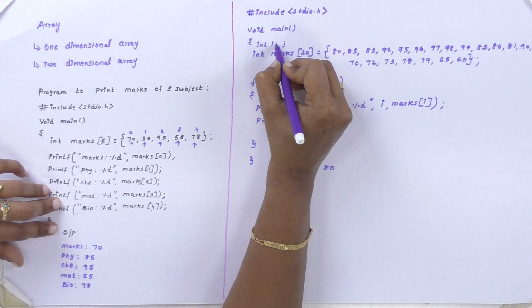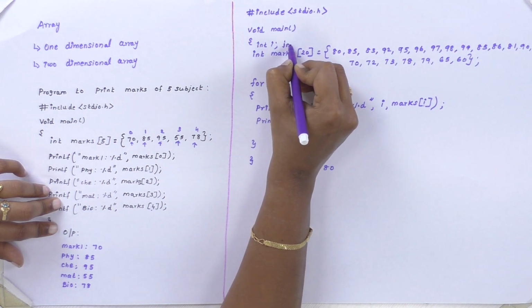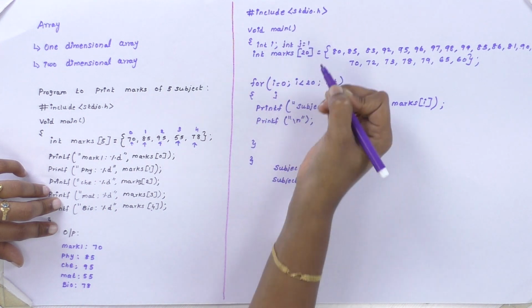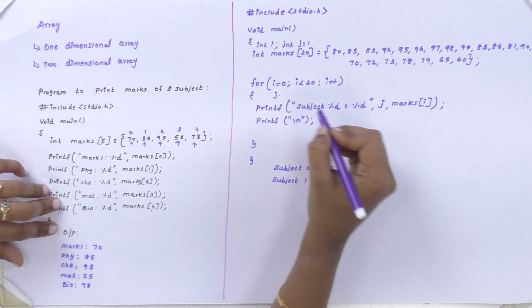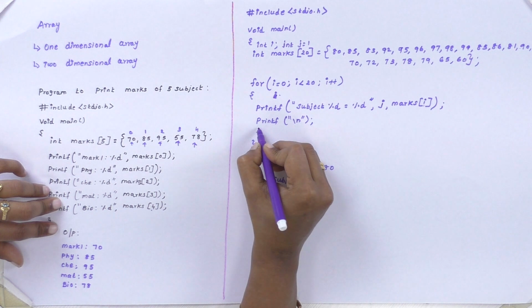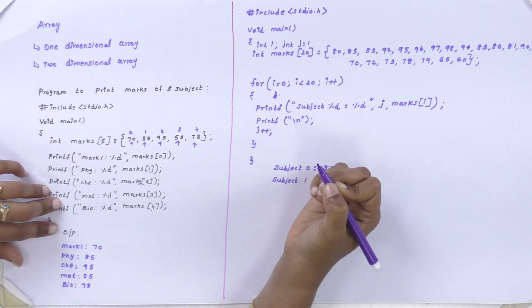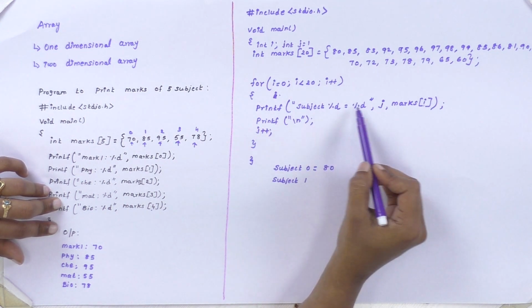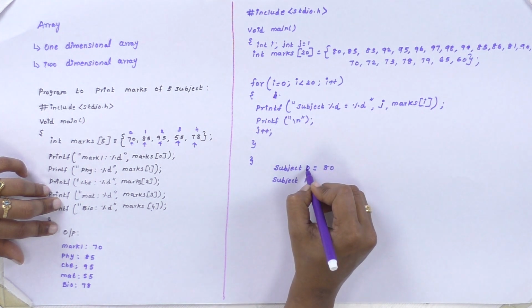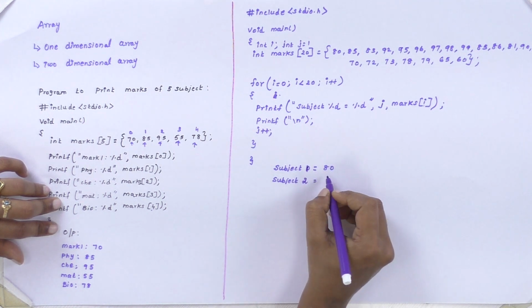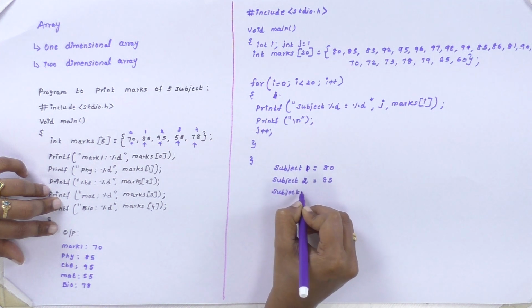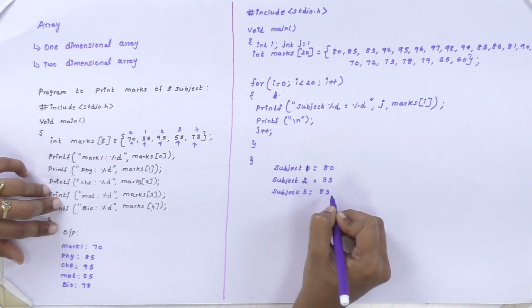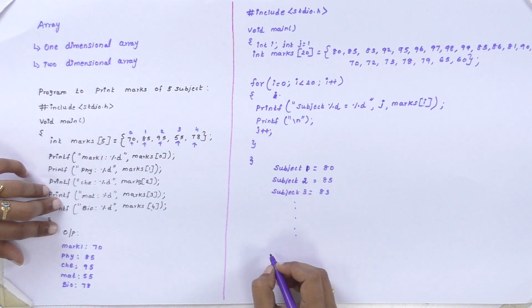So int j equal to 1. Now I am going to use the value j. After using this, you increment the value j. So now it will change to subject 1, subject 2, then subject 3, mark will be 83, up to it will print 20 subjects.